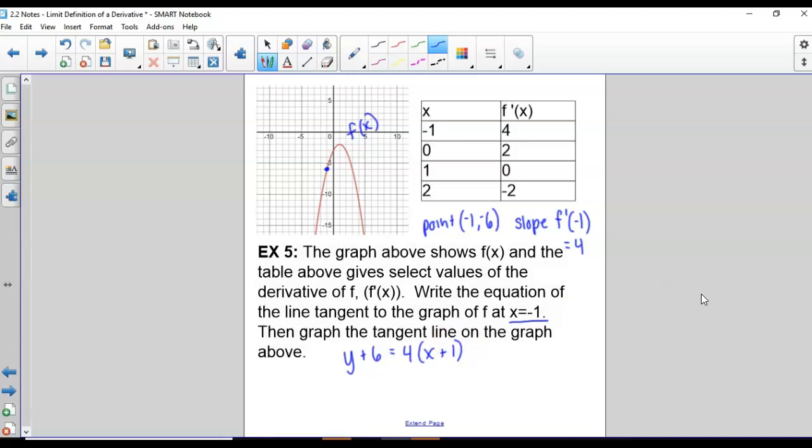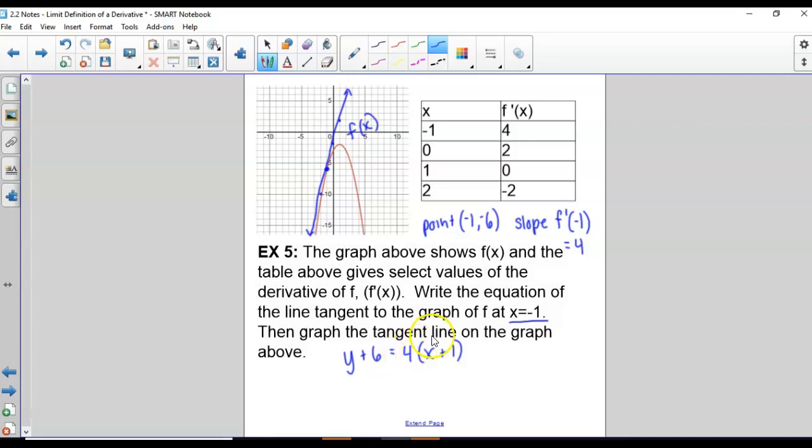And normally I would tell you to leave it just like this, but it does ask you to graph this, which we could probably still do pretty easily because we know it goes to this point and it goes up 4 over 1. Up 1, 2, 3, 4 over 1. So we'll get that graph there.